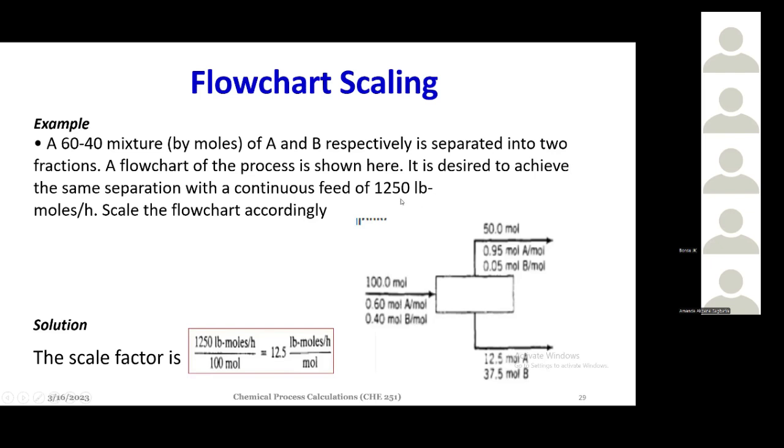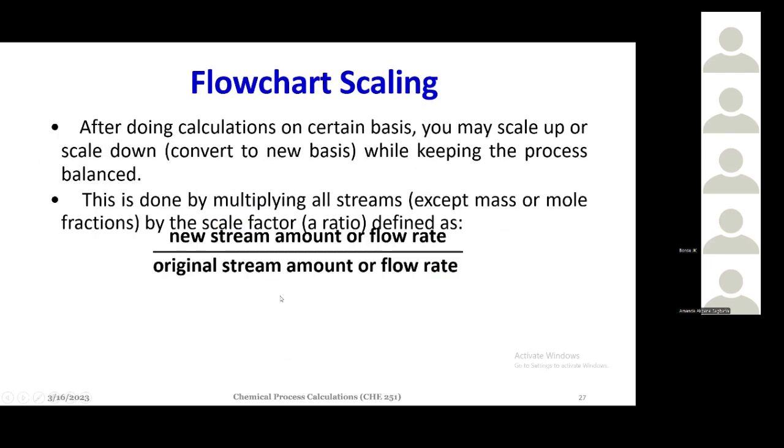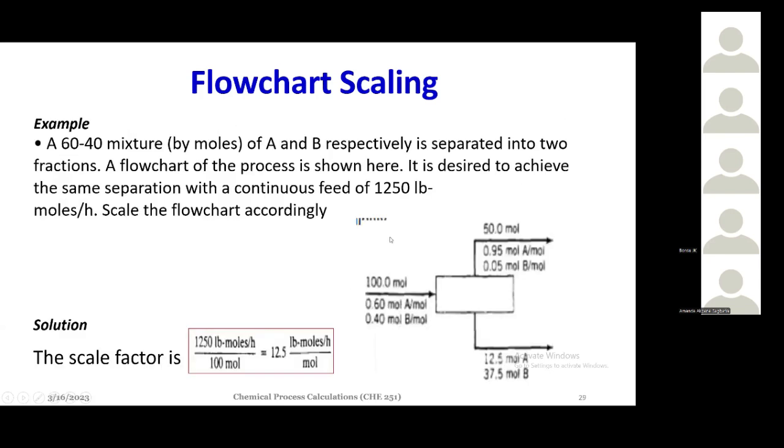The moment you change your feed like that, you're not supposed to restart your calculations. What you just have to do is find your scale factor, which is your new stream amount divided by your original one. So 1250 divided by your original, which was 100, you get 12.5. You just have to multiply the 12.5 by all the stream values you had in your previous calculation, and then you will get the actual answers for your 1250 feed.